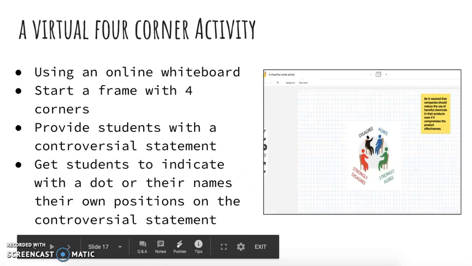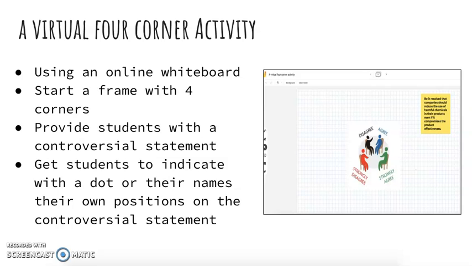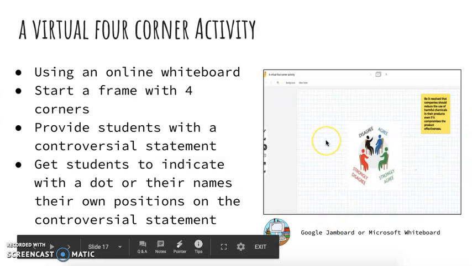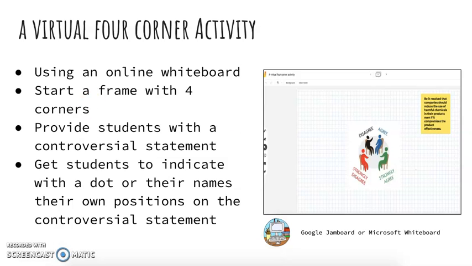After providing a controversial statement, you might choose to do a virtual four-corner activity using Google Jamboard, Microsoft Whiteboard, or other similar tools. In this virtual whiteboard, you could provide a frame with four corners, and students can be encouraged to note down their names in any of the four corners to indicate their positions with regards to this statement.